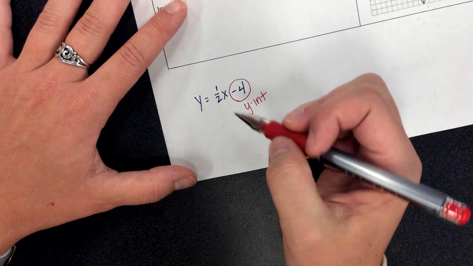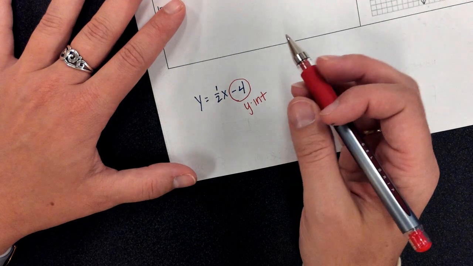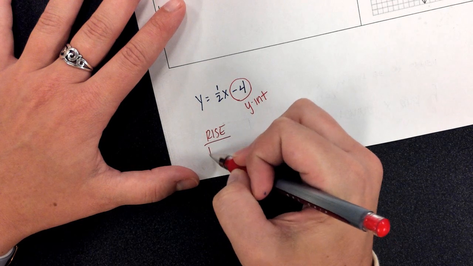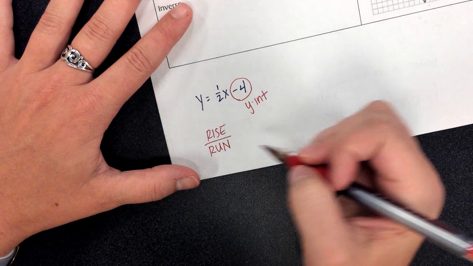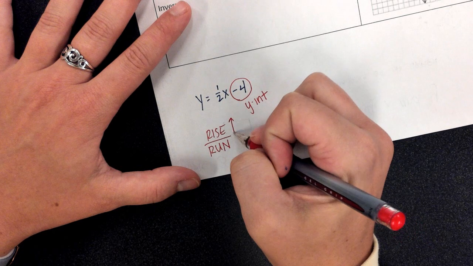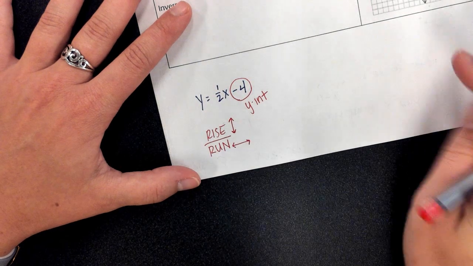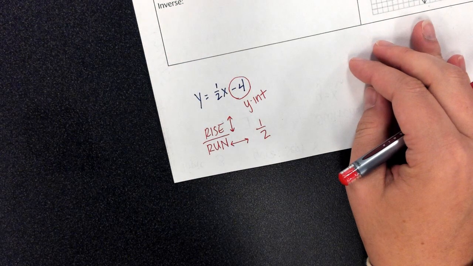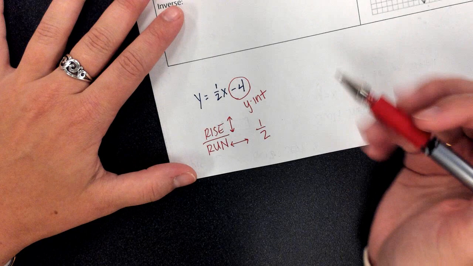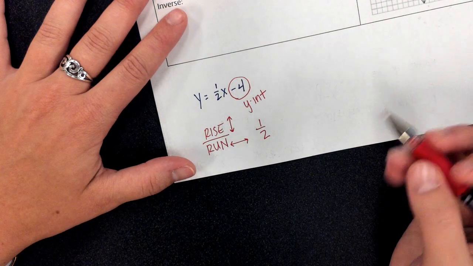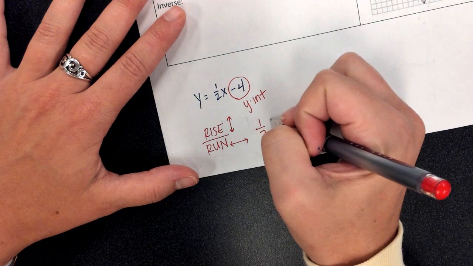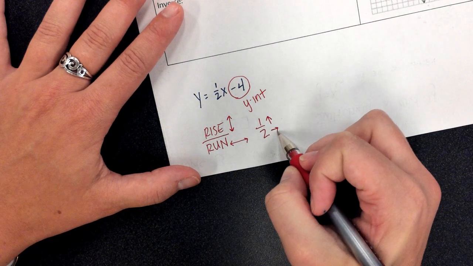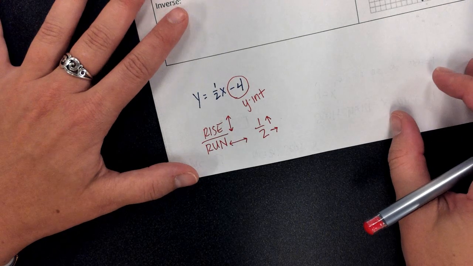Let's talk about my slope real quick. It's 2 R words. What are my R words? Rise over run. Rise goes up and down. Run goes side to side. So if I have a 1/2, is my 1 going up or going down? Up. And then my +2 tells me to go what direction? Right. Okay?